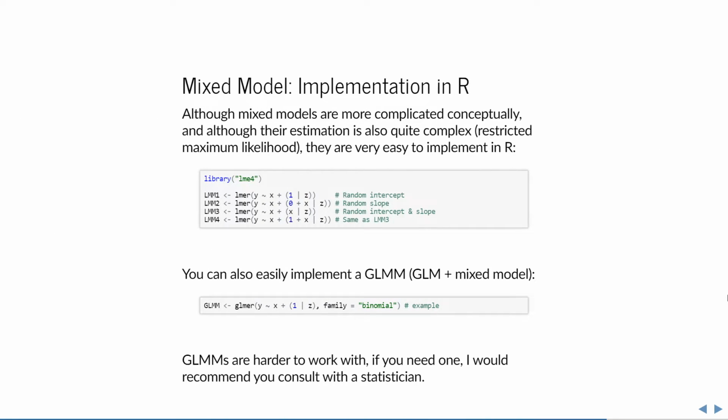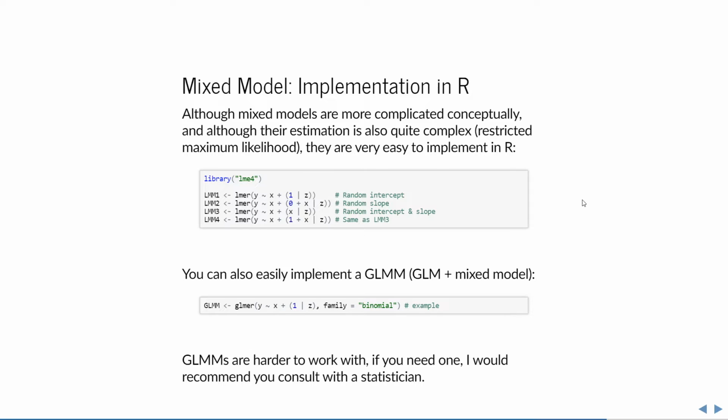All right, so in R, I already showed one mixed model, but actually almost all mixed models are easy to implement in R. It's a complicated subject, and conceptually a mixed model is a lot harder to understand. The estimation is even more complex. It's called restricted maximum likelihood if you want to have a look. But in R it's very simple to implement with this really great package lme4.